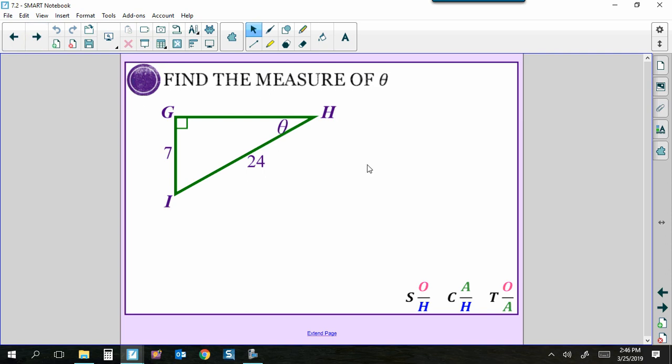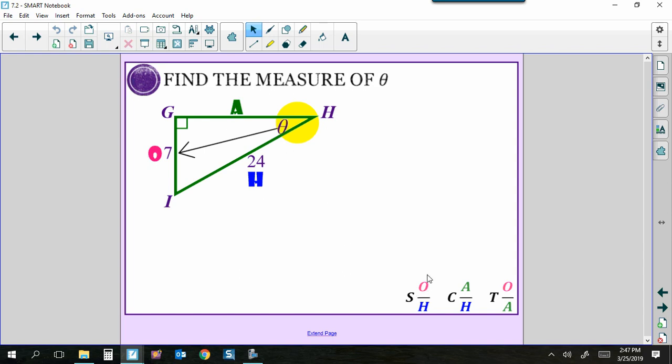So find the measure of theta. You can see theta is our angle we're missing right here. If we start labeling everything, we know that this 24, I'm going to start the same way we did in 7.1. We can say that that is our hypotenuse. And then from theta, we would label 7 as our opposite side. And then the top horizontal right here is going to be adjacent.